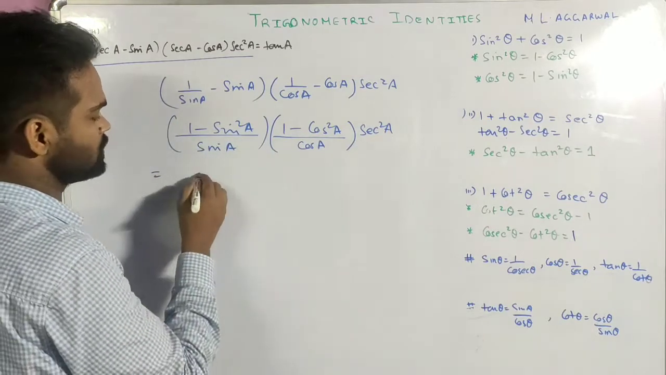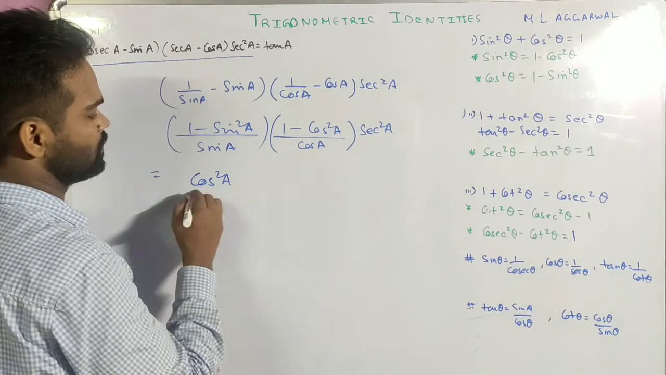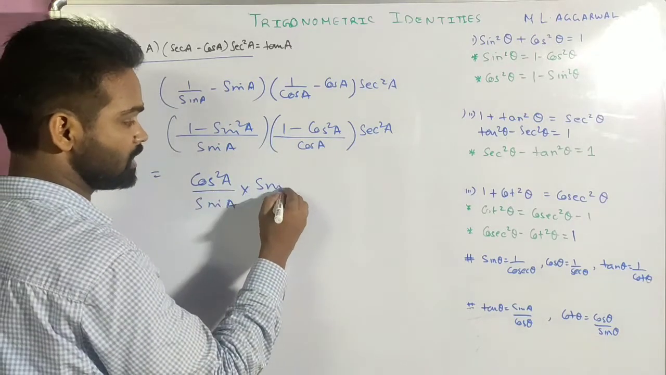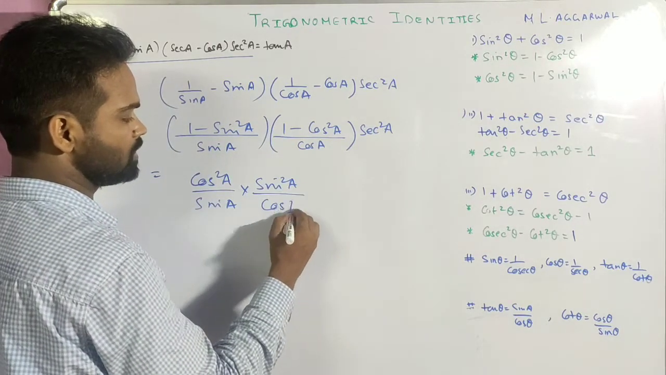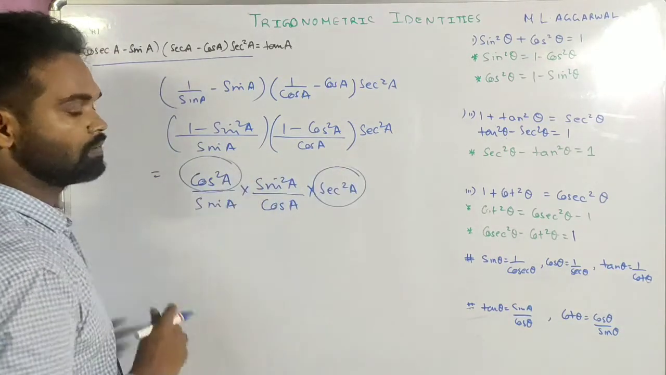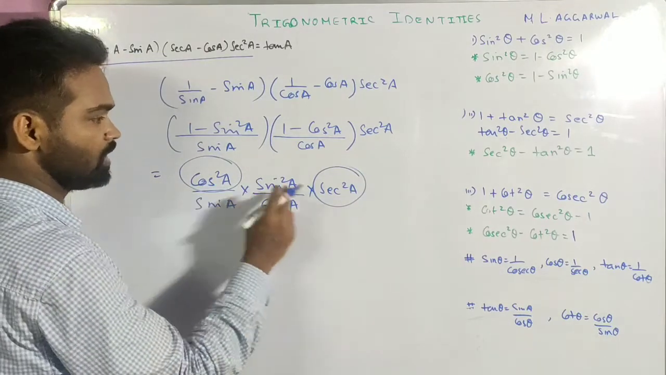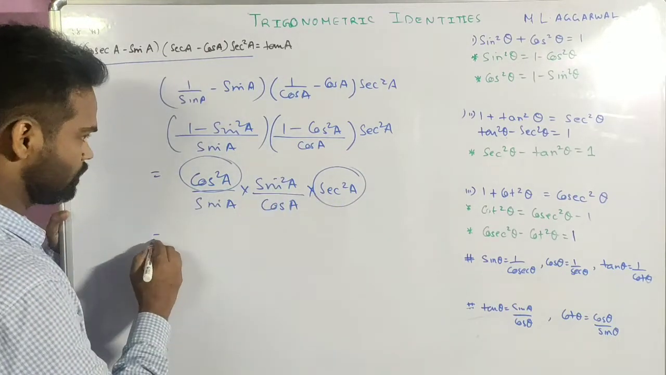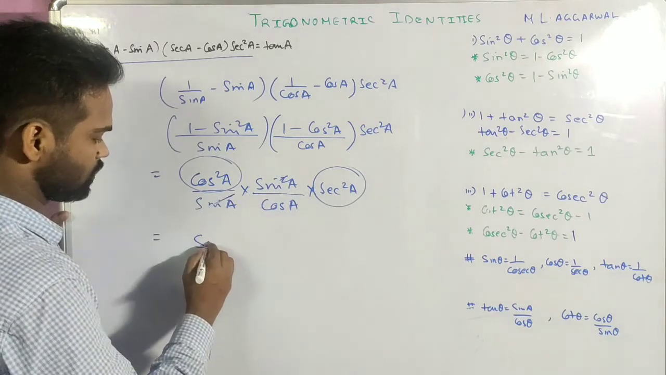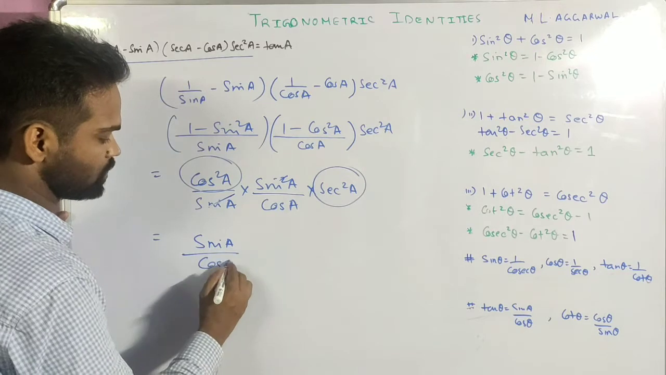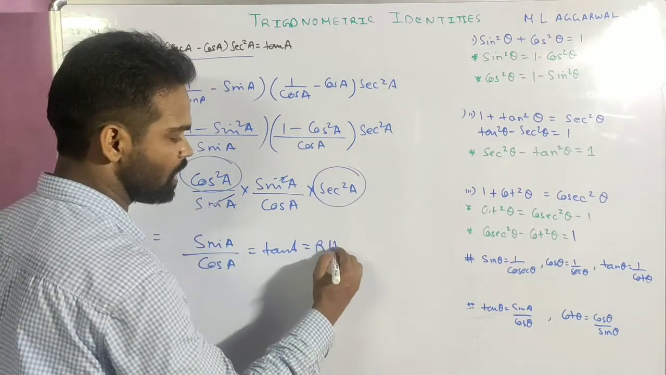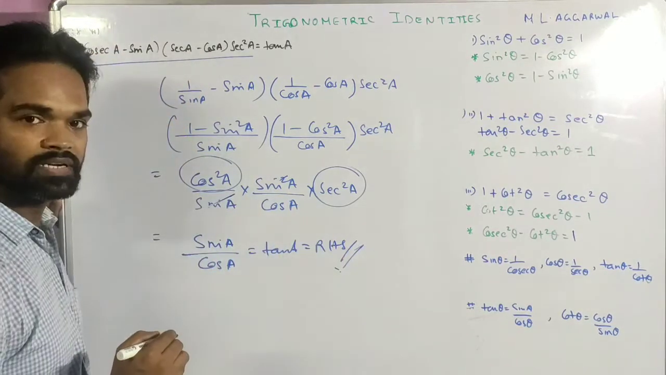1 minus sine square A is cos square A by sine A, multiplied by 1 minus cos square A will be sine square A by cos A, multiplied by sec square A. Now sec and cos are reciprocal to each other, which means cos square A multiplied by sec square A will give you 1. So, sine square A and sine A, the square cancels out. So what remains? Sine A by cos A remains, and that is nothing but tan A. And this is our RHS, isn't it?